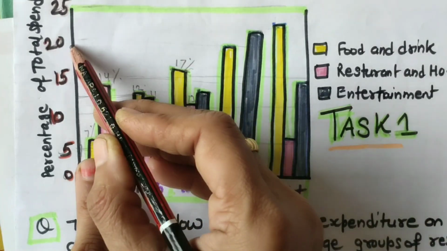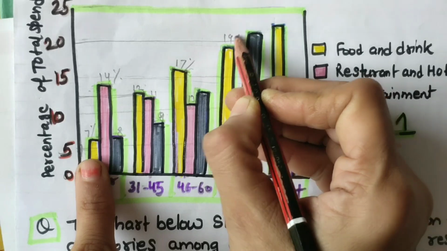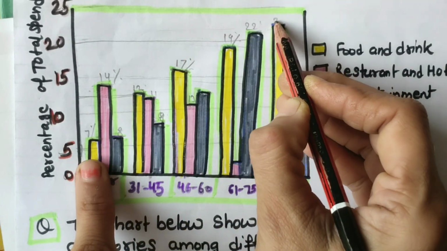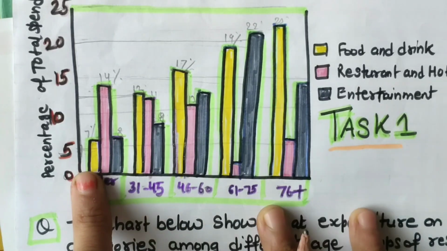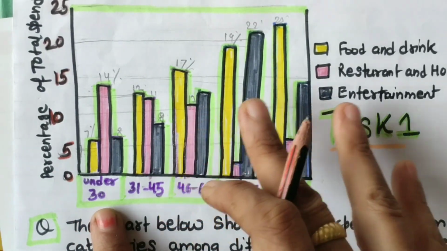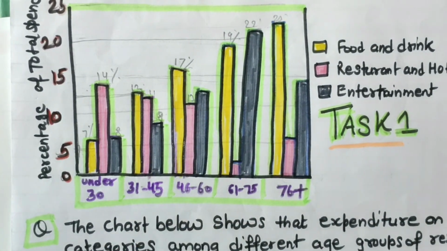And this is not exact, this is 19 you can say, and 22 and 23 you can say. So you mark it accordingly because you have to write roughly, approximately, just below, just above. You should use these words. Okay, now let's write the introduction.